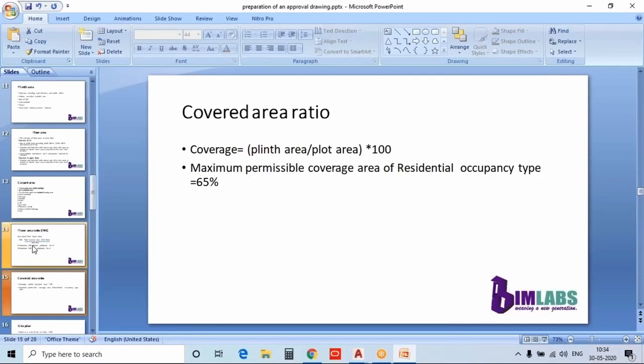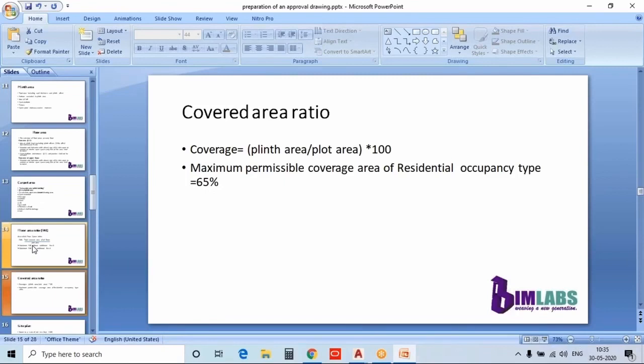Coming to the covered area ratio, we have to calculate the coverage as plinth area divided by plot area into 100. Okay, that is, coverage is equal to plinth area by plot area into 100. We already have the plot area. We have the ground floor area. Then we have to divide that plinth area by plot area and multiply by 100. That is the coverage. Okay, or plinth area divided by plot area is the covered area ratio, and if you want to find out the coverage, then you have to multiply it by 100. And the maximum permissible coverage area of residential occupancy type is 65%.